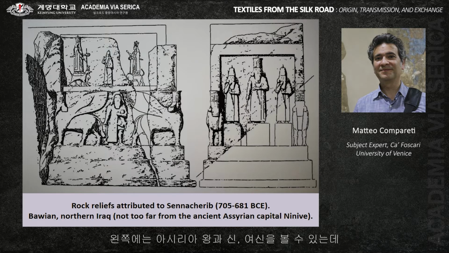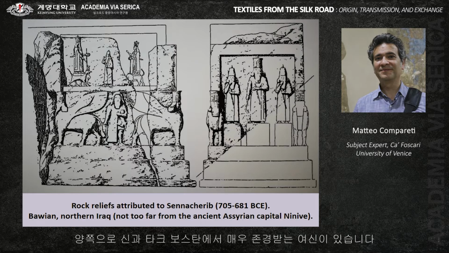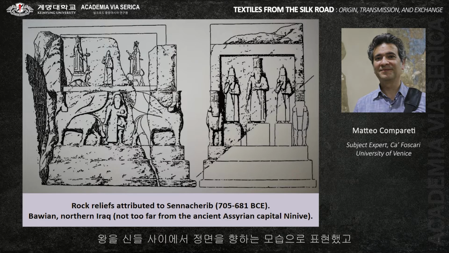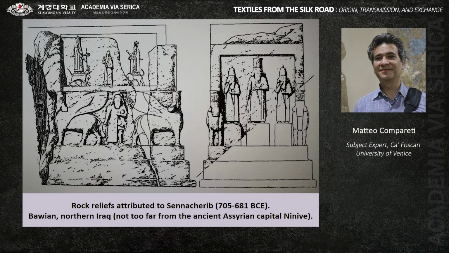On the left, you can see the Assyrian king with the god and the goddess. See, he is between these two deities. It's interesting to see that the king is central and there is a god and a goddess, which is a division pretty much respected in Takebustan. The only difference is that in Takebustan, the king was represented between the gods, standing frontally, and the gods as well were frontally represented.